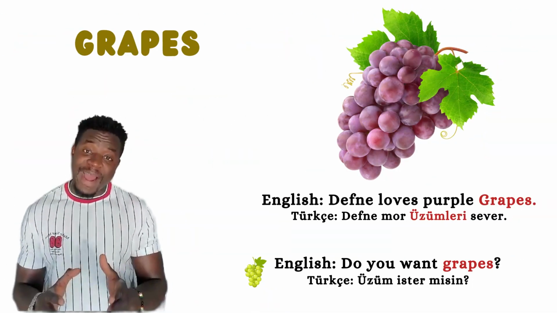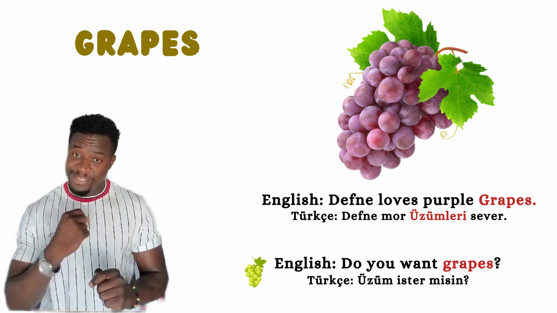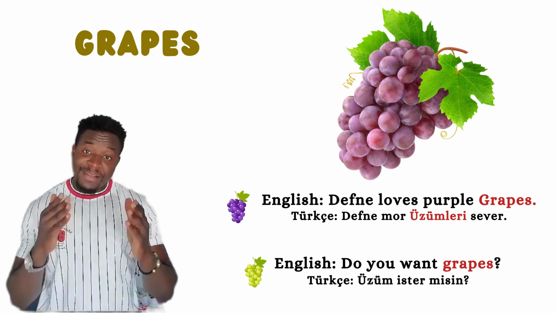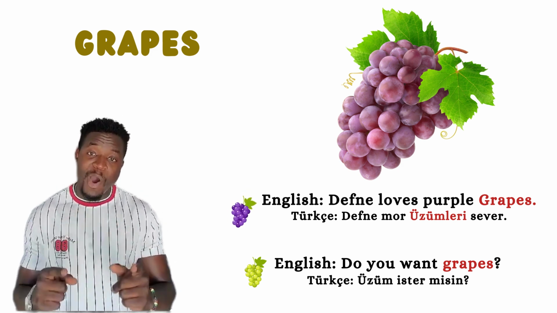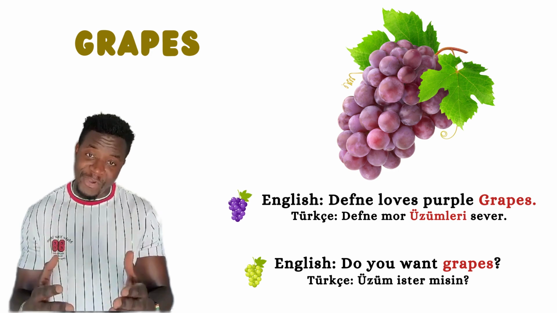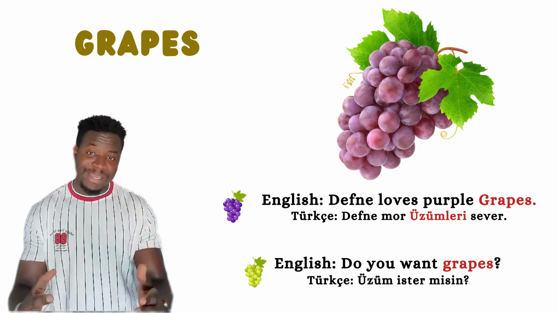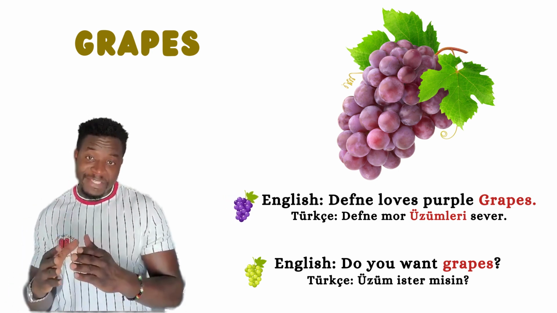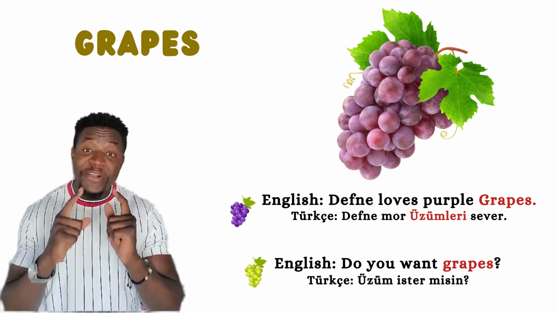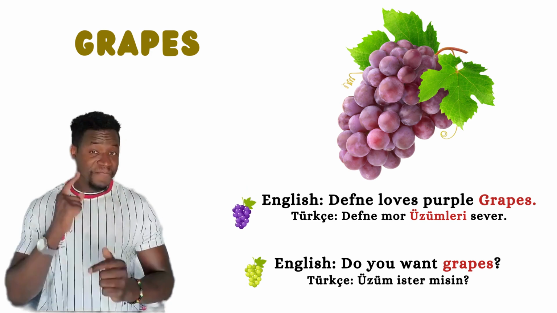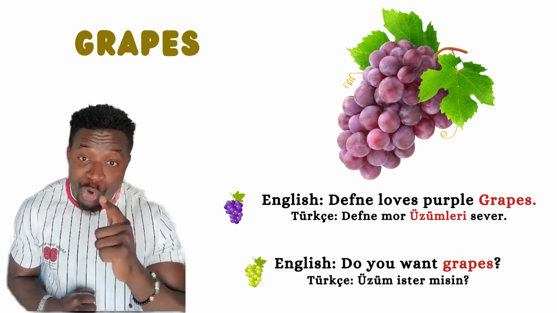Okay, now let's try to make that same example in the Turkish language. You can see right here. That example could be Defne mor üzümleri seviyor. Okay? So Defne mor üzümleri seviyor. In English, that is Daphne loves purple grapes. Are you there? Great. Now, let's move on to example number 2.